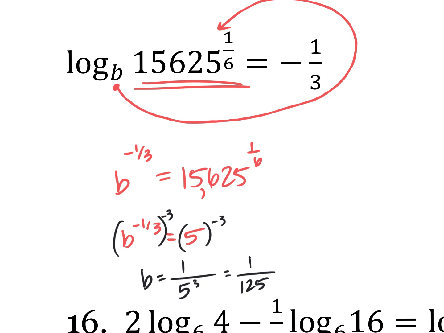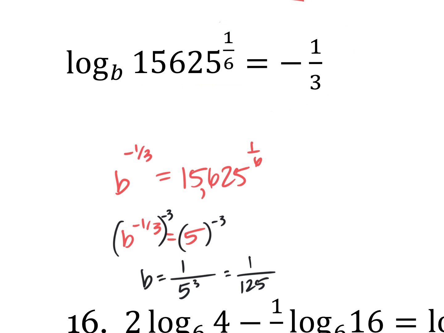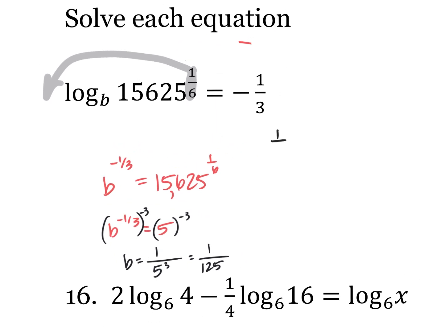Now, I got a proposal. Let's go back to the beginning. Is there a different way I could have started that? What if I said, I see this exponent and I don't want it? Could I bring that down? Probably. Yeah. So I could say I've got 1/6. You could write this down, you don't have to, though: log base b of 15,625 equals -1/3.